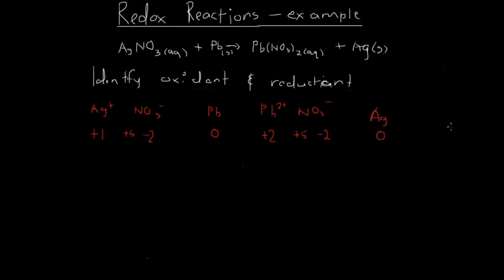So now let's identify the oxidant and the reductant. Here we have the oxidant. We know the oxidant causes oxidation of something else, and therefore it is reduced. That's where the confusion comes in. It is reduced, and reduction means a decrease in oxidation number.